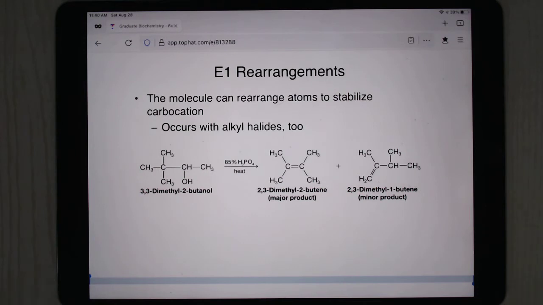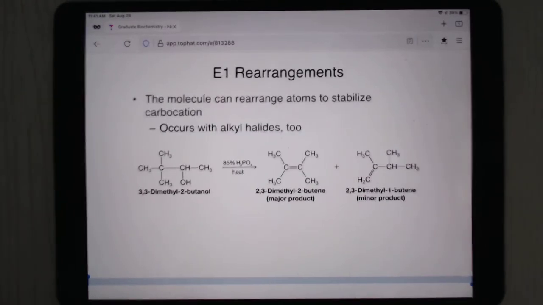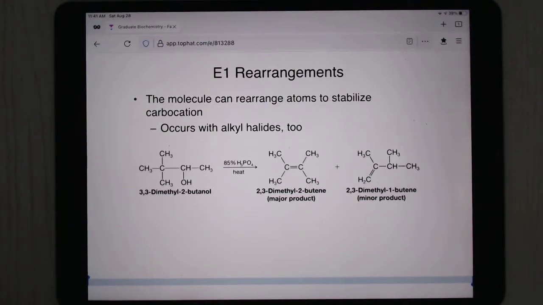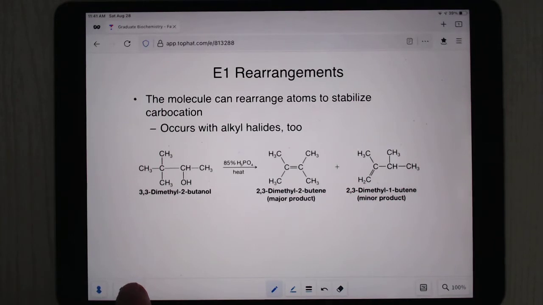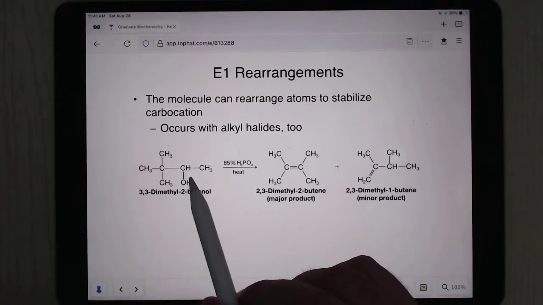Now, the problem with E1s is the same problem we have with SN1s, in that we have a potential for rearrangement. Because we have a carbocation intermediate, it will rearrange if it can form a more stable carbocation intermediate. Okay, so we're going to walk through this with an alcohol, but it would work with an alkyl halide as well.